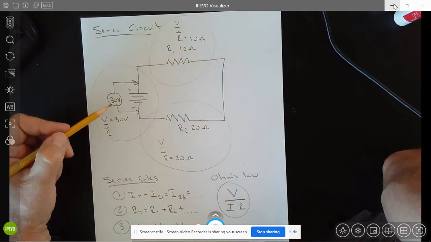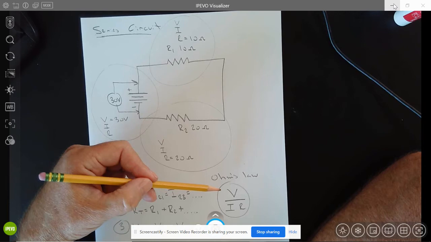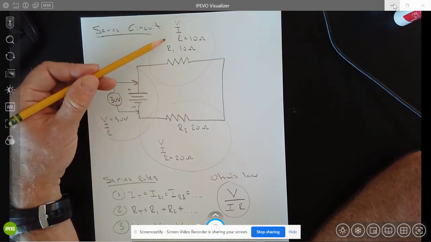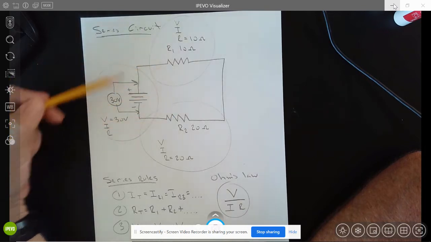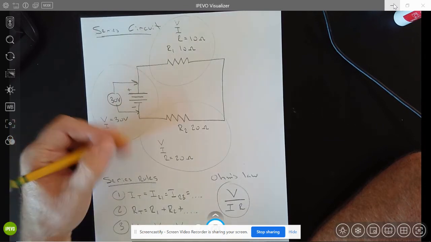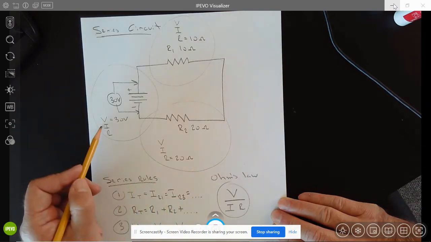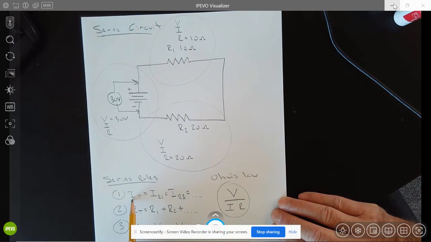If in any of these I know 2 out of 3, I can use Ohm's law. Okay, I know 1 out of 3 in each. So now I got to use one of my rules to help me get the second in each one of them. So I start out: all currents are the same. Do I know the current? Nope, nope, nope. So rule number 1 does not help me.